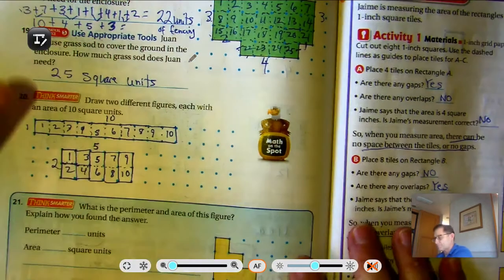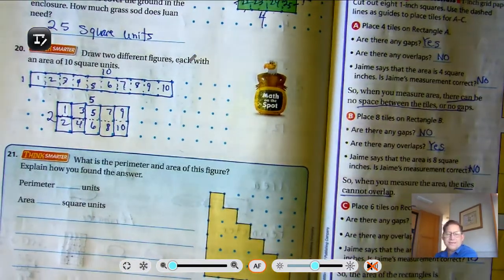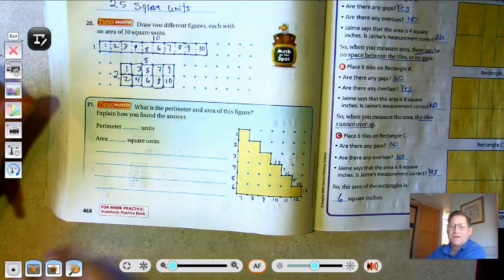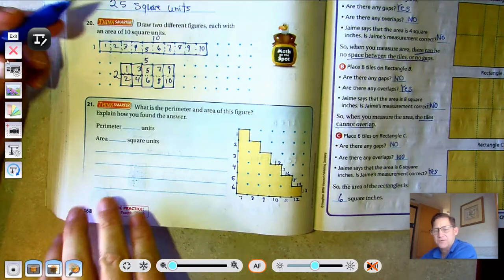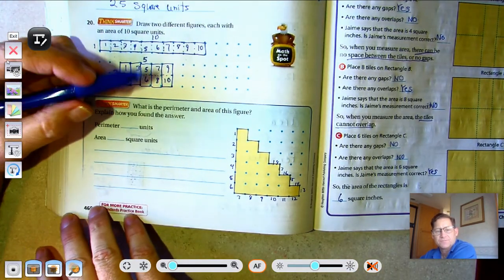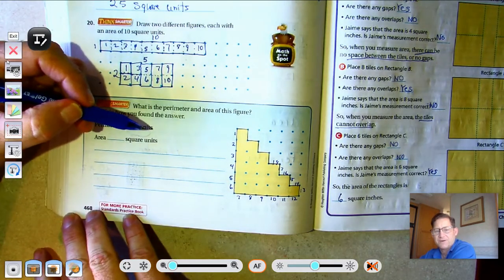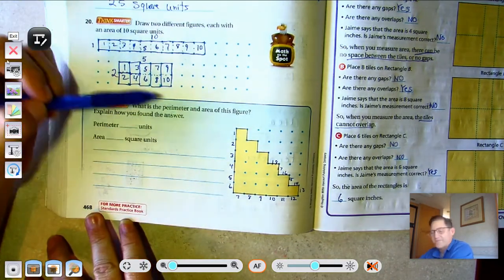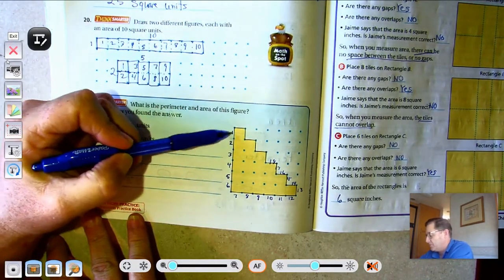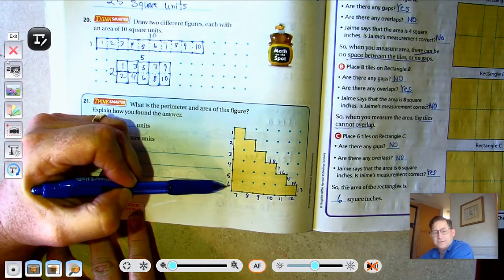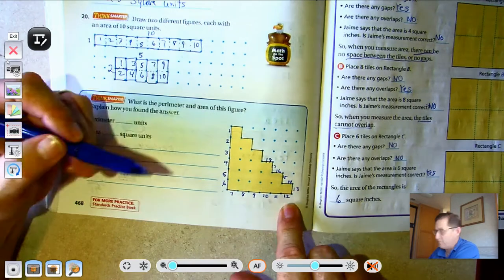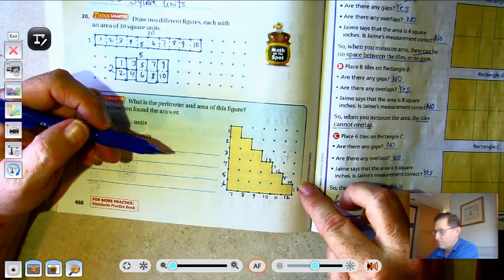All right. Number 21. What is the perimeter and area of this figure? All right. So I lost power there for a second. So if it's kind of cut off, hopefully we can get our answer here. So what we were doing was finding the perimeter of this shape. And so we were counting the outside edge. And so there was 6 units down, and there was 6 units across. So we're at 12.